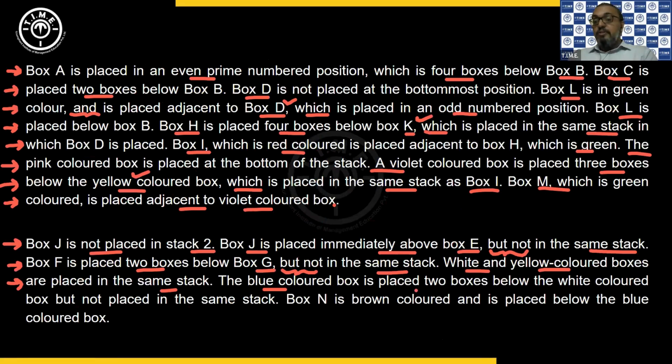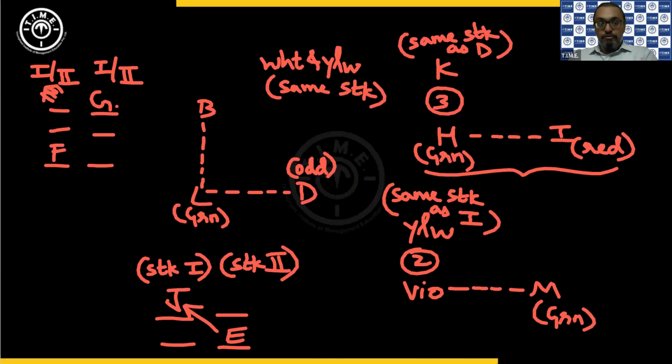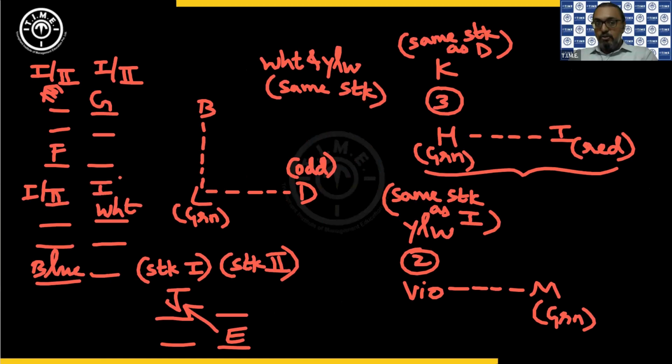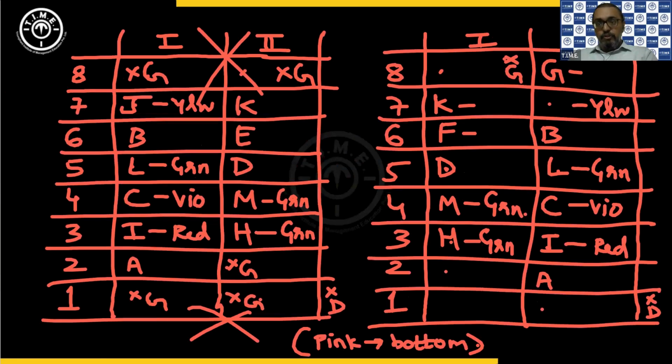The blue colored box is placed 2 boxes below white, but not placed in the same stack. So blue is 2 boxes below white, same like F and G. So we have blue 2 boxes below white, but not in the same stack like this. So this is 1 or 2. We know white.